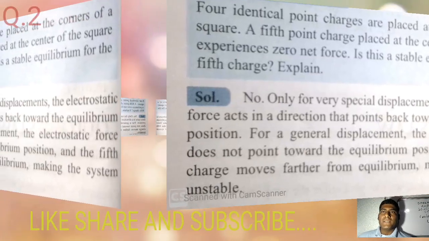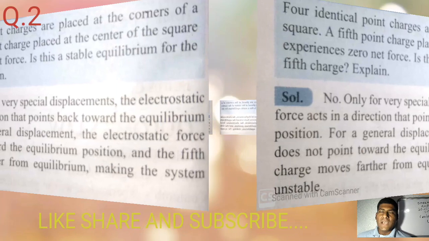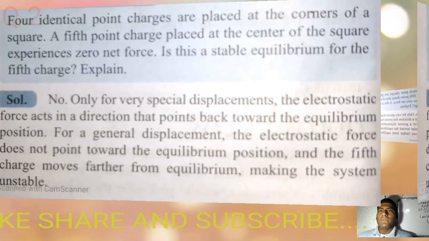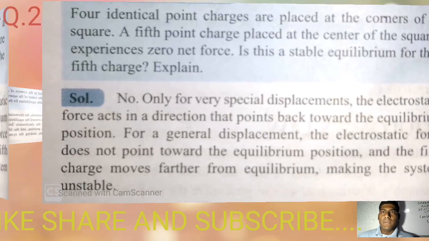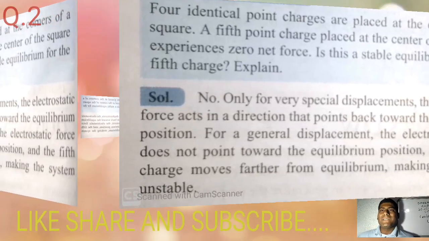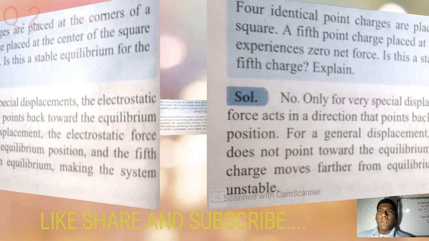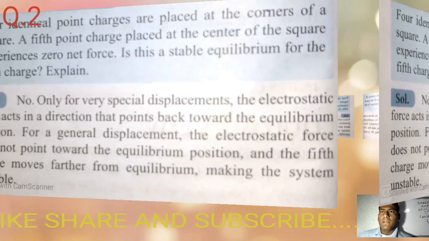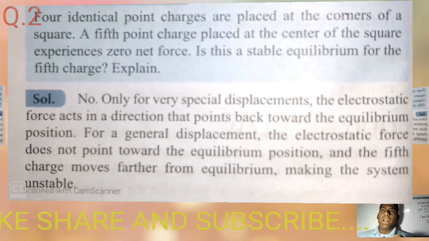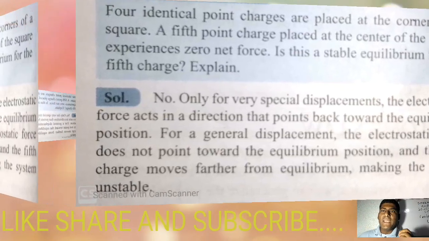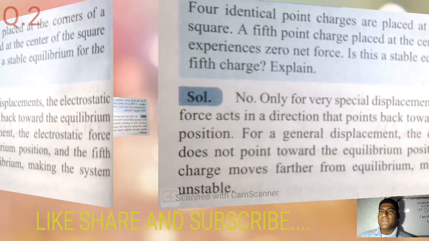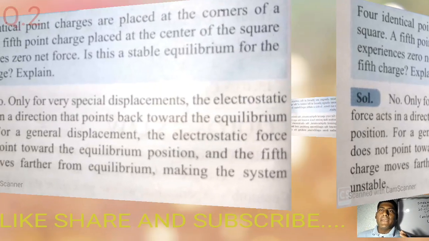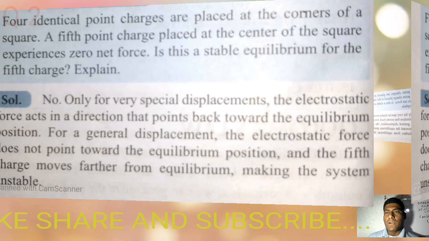But in this case the fifth charge is situated at the center of the square. Now if you displace the charge by application of force, then it will not come back to the equilibrium center, and it will come to the equilibrium center only for a very special displacement. So this equilibrium is not a stable equilibrium. Okay, do you get this or not?